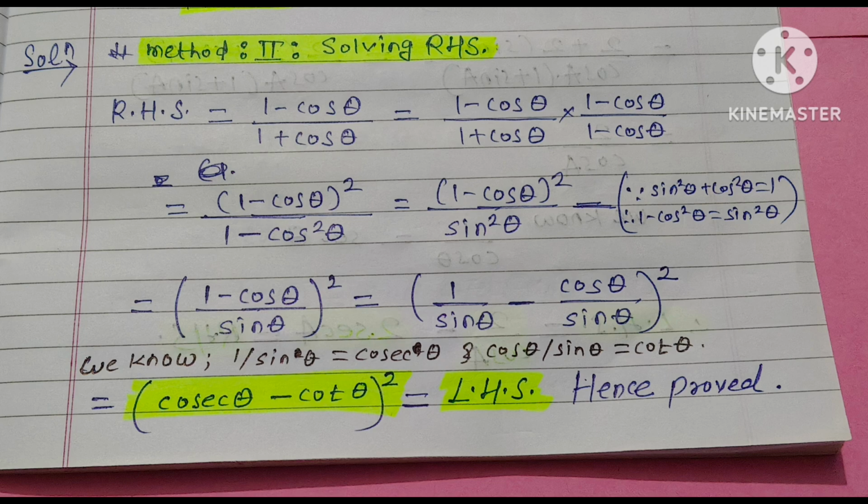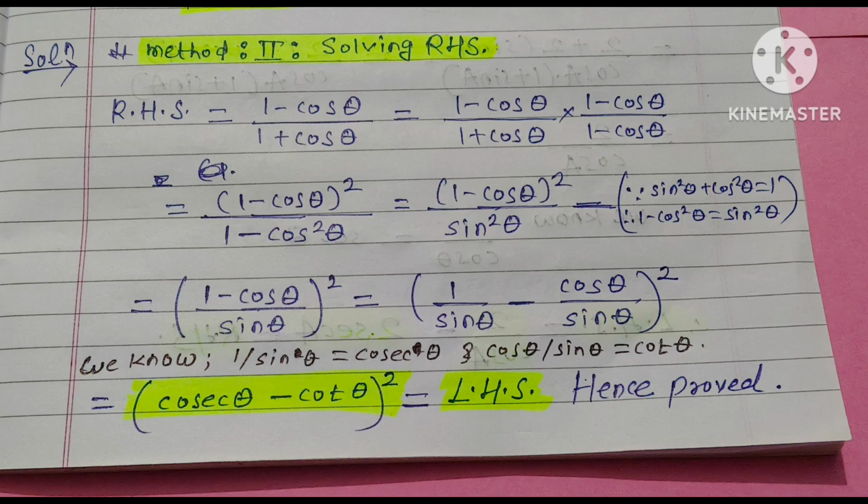So we know the trigonometric identity sine square theta plus cos square theta is equal to 1. If we shift the cos square theta to the other side, we'll get sine square theta as 1 minus cos square theta. So the denominator here, 1 minus cos square theta, is nothing but sine square theta. We are substituting sine square theta in place of 1 minus cos square theta. So we'll get (1 minus cos theta) whole square divided by sine square theta.